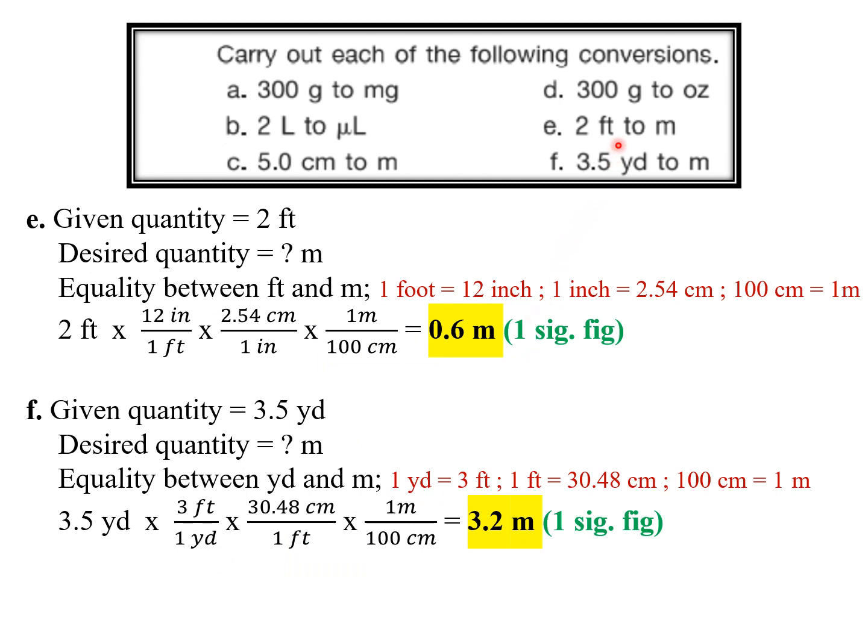Next one is E. 2 feet you have to convert into meters. So the given quantity is 2 feet. Desired quantity you need to find out in meters. Now here you have to apply more than one conversion factor. So first we can calculate that 1 foot is equal to 12 inches. So then 2 feet means 12 times 2.